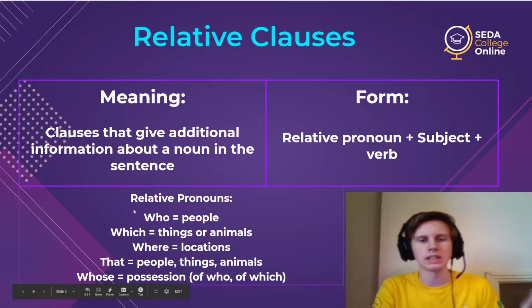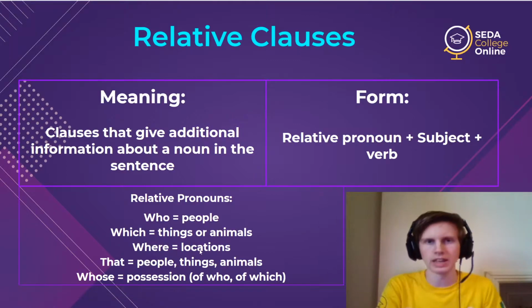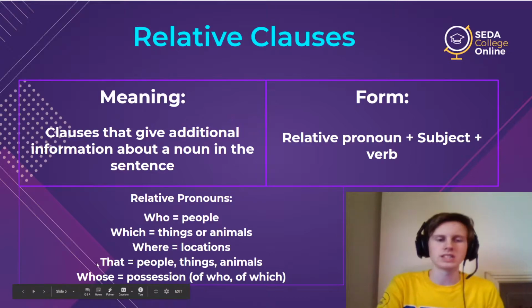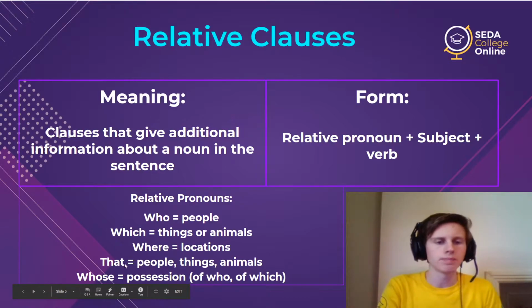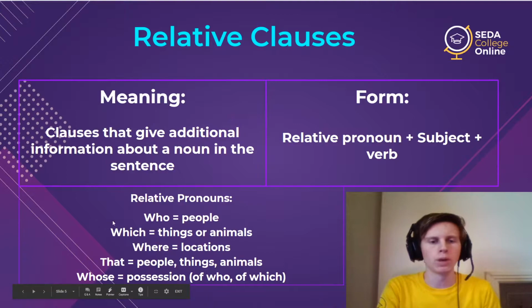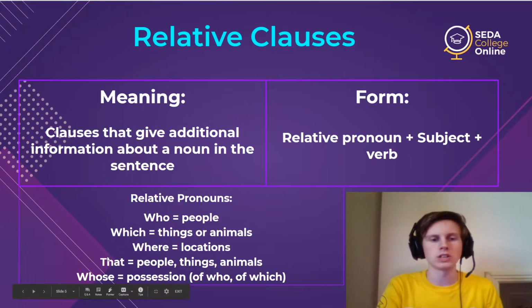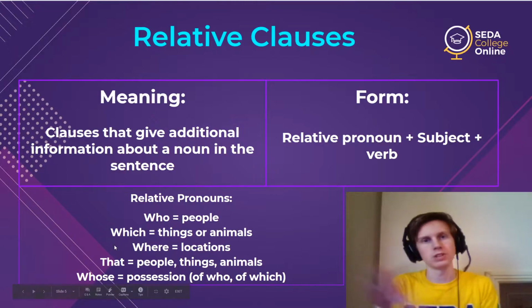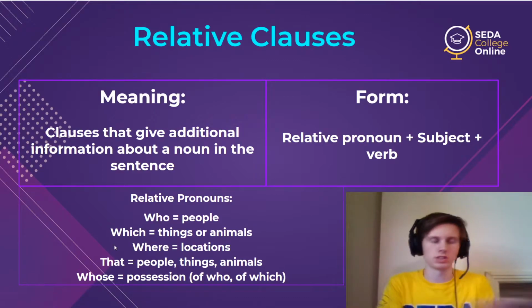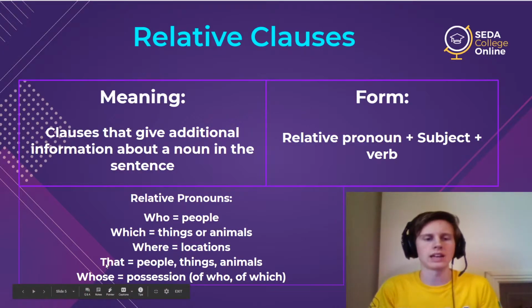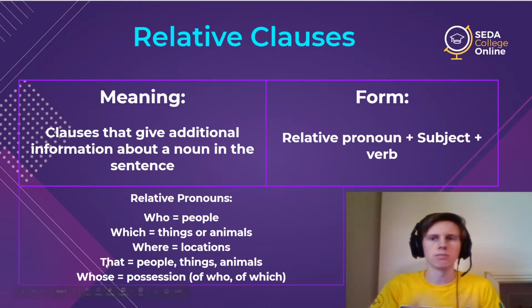These three are very clear: people, things, locations, and then that, which is all of them. So what's the difference? Well, really, that is for which. It's for things or animals. That and which are totally equal, and you can switch them with no difference. Really, I think that is more common. I think we use that more normally and in more situations.